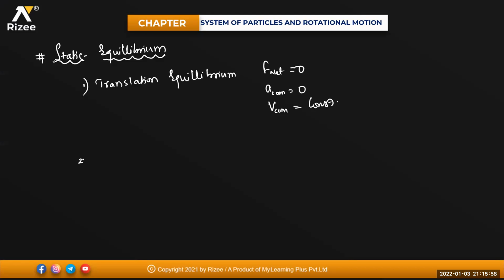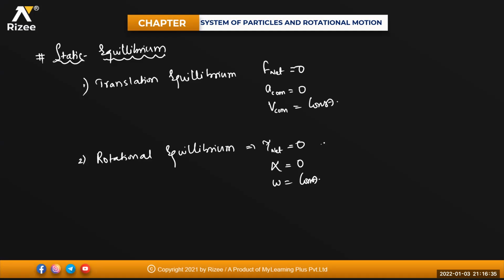Clear? The same way, if I'm talking about rotational equilibrium, net torque will be equal to zero. That means alpha will be zero, omega will be constant. Okay. So about any point I'm taking, net force must be equal to zero and net torque is equal to zero under static equilibrium. Is that better?